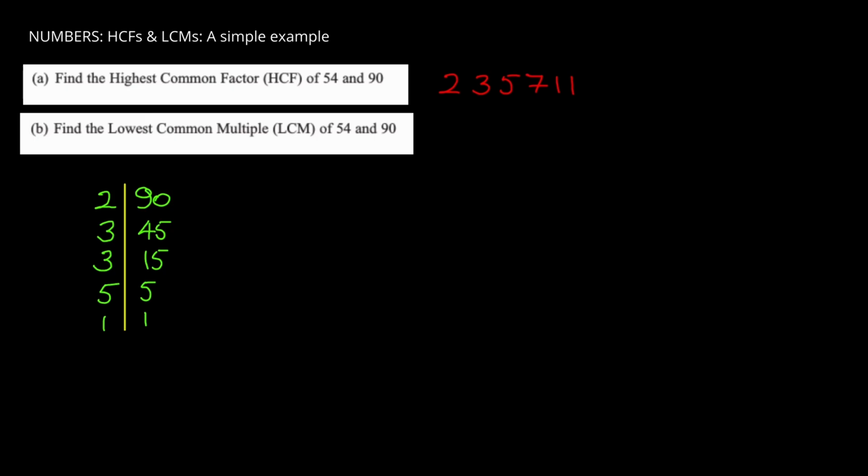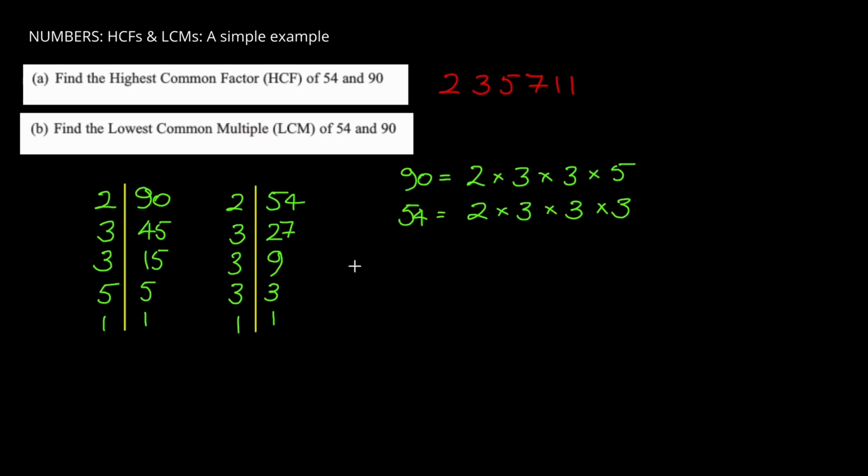So let's leave that for the moment and do the next number here, which is 54. It's even, so I write my 2 here. Dividing 54 by 2, I get 27. No longer even, so 2 will not go in. 3 will, however. 3 goes into 27 9 times. 3 again will go into 9 3 times, and 3 will go into 3 1, 1. So we can now write both 54 and 90 out as a product of their prime factors.